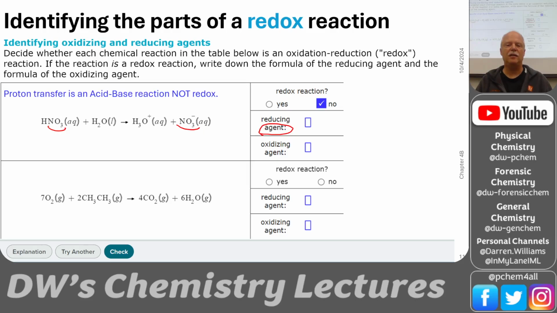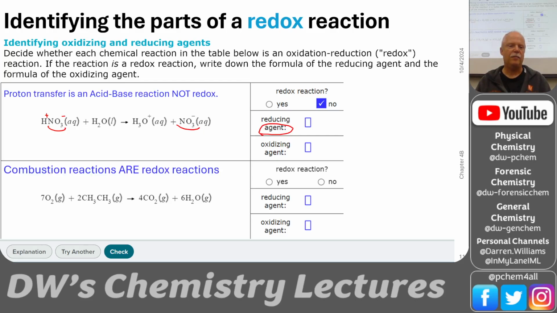So this one is not a redox reaction because none of the oxidation numbers have changed. Even this proton over here, it was a plus when it was attached to this nitrate ion, and it's a plus still when it's attached to the water. So we don't have to do anything with that one, just click no.